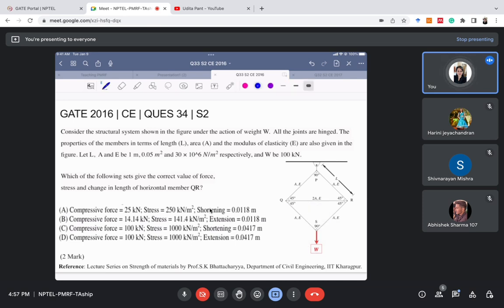It's also a very nice question from GATE 2016, set 2. If you want, you can click a picture of this question. I've made a video solution for this also. You can take the picture just for your practice. The answer here, I think, is option number C. Let's see if you're getting the same or not.